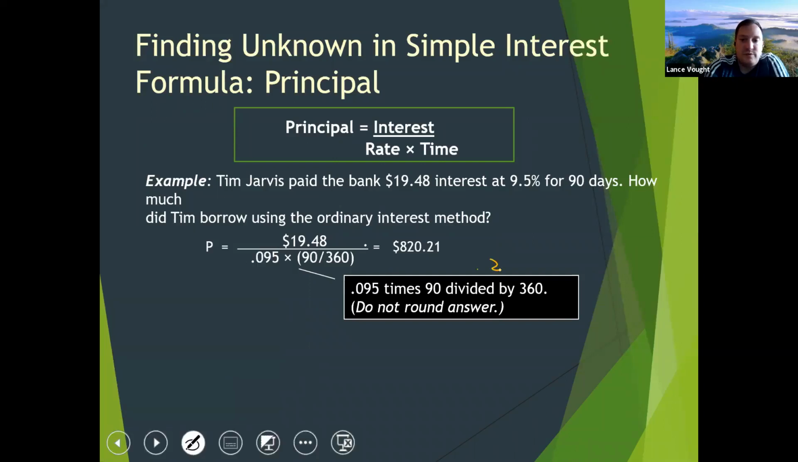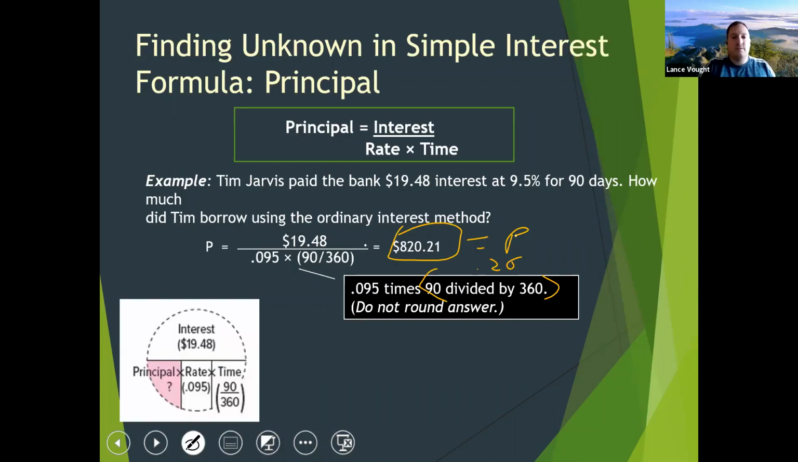And again, this is 0.25. Remember, this is the principal amount. That's the actual amount of money that Tim borrowed. That's not the interest that he paid. He paid $19.48 in interest, but when you factor in the interest rate and the amount of time that he borrowed it for, it turns out that he borrowed $820.21. Which means that the maturity value of this is $839.69.